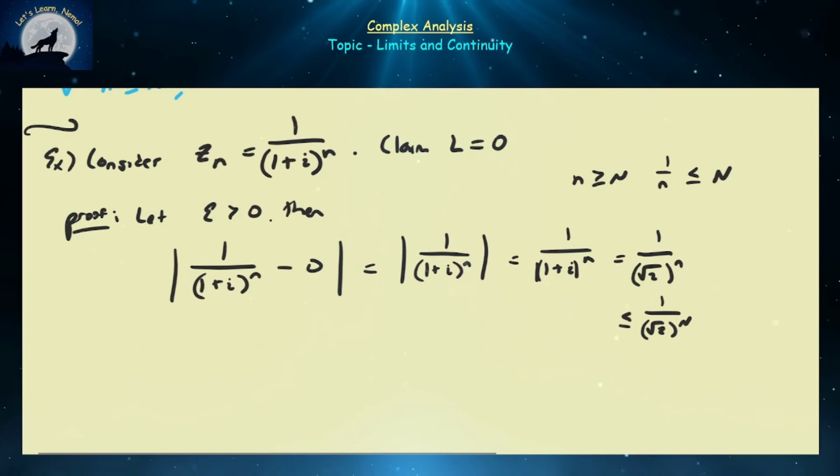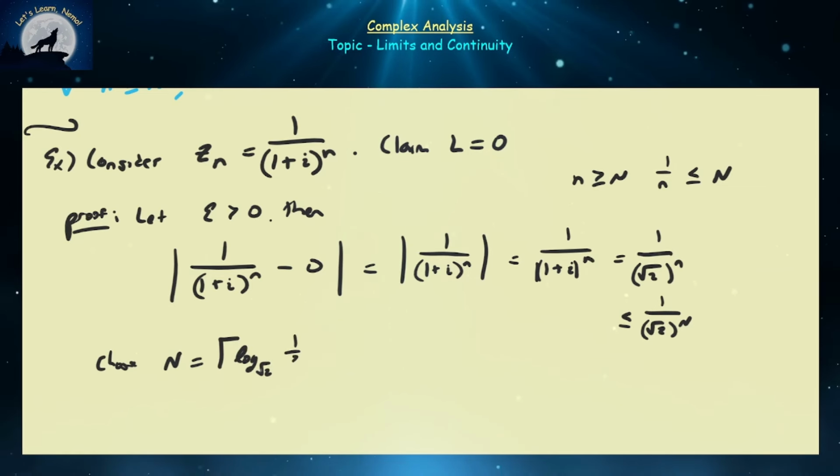So we know that this needs to be less than epsilon. So what do we need to do? We can choose, or let, our capital N, and keep in mind this has to be a natural number, be equal to the ceiling of the logarithm base square root of 2 of 1 divided by epsilon. And you're like, well, how'd you get that?